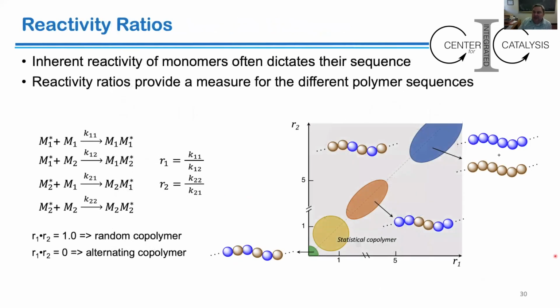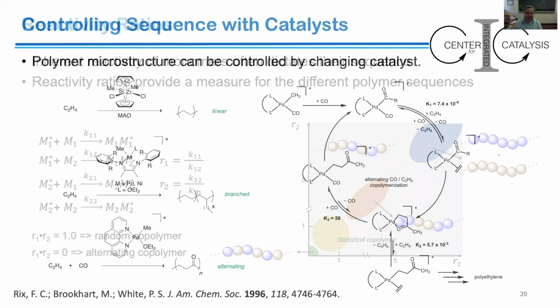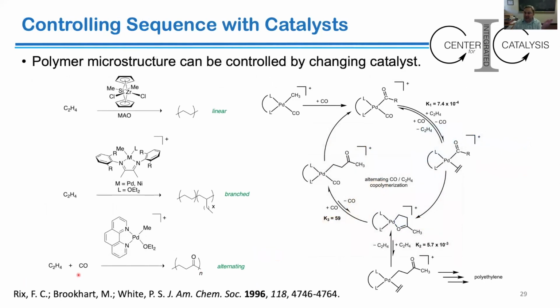Okay, so this brings me to the last topic that I wanted to touch on in the last maybe 5 minutes here, which is reactivity ratios. The reactivity ratios reflect the inherent reactivity of monomers, which often dictates sequence. And so you can think about this CO ethylene copolymerization leading to a perfectly alternating copolymer as a reflection of the propensity for CO to insert into the ethylene as opposed to ethylene inserting into ethylene.